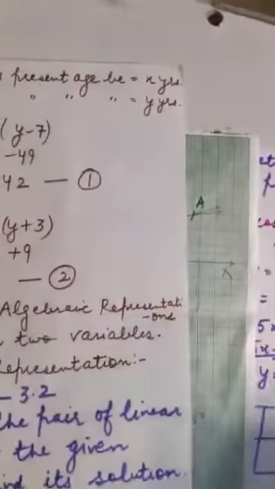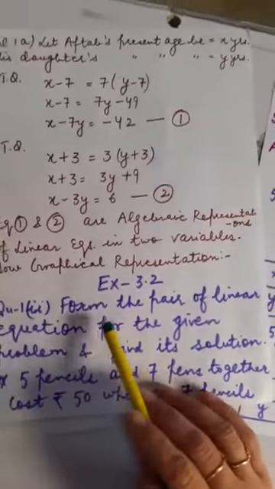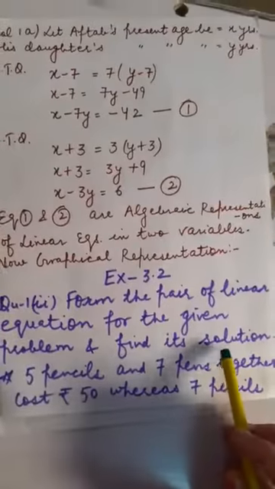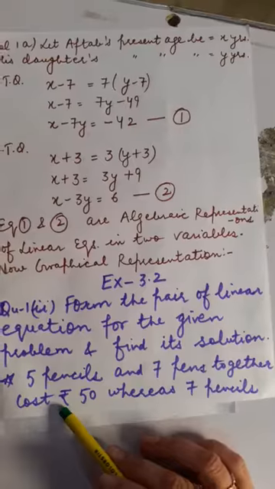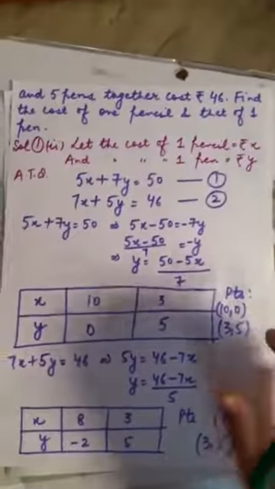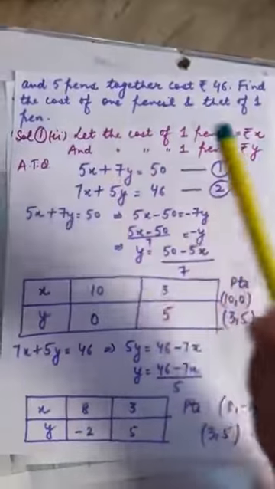Fine. Now I am going to take the next question. This is from exercise 3.2, question number 1, second part. Form the pair of linear equations for the given problem and find its solution also. 5 pencils and 7 pens together cost rupees 50, whereas 7 pencils and 5 pens together cost rupees 46. Find the cost of 1 pencil and 1 pen.